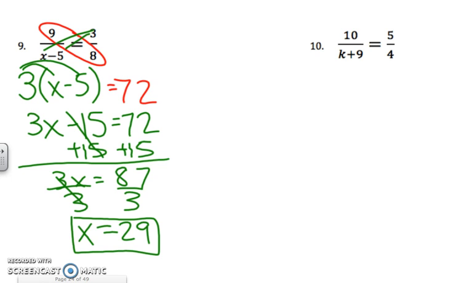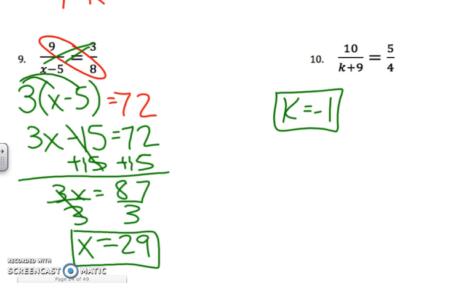Alright, you should have got -1. So, if you did not get -1 as your answer, raise your hand and I will come help you. Otherwise, you know how to do multi-step equations.